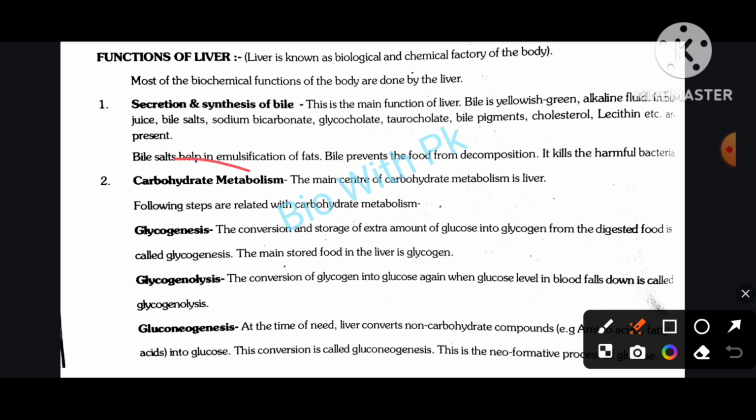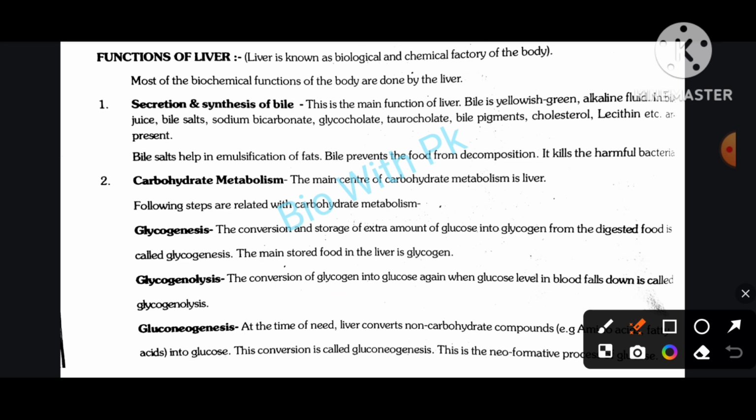Number two, carbohydrate metabolism. The main center of carbohydrate metabolism is the liver. The following steps are related to carbohydrate metabolism. Glycogenesis. The conversion and storage of an extra amount of glucose into glycogen from the digested food is called glycogenesis. The main stored food in the liver is glycogen.